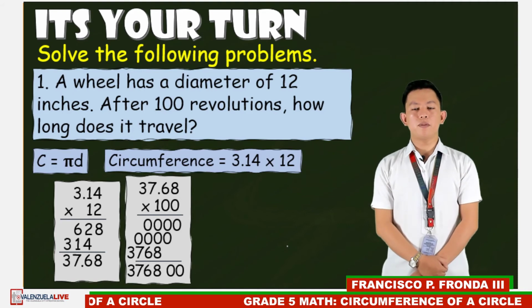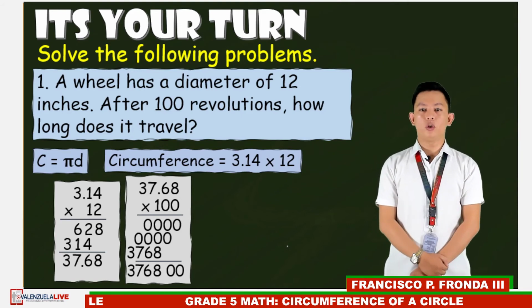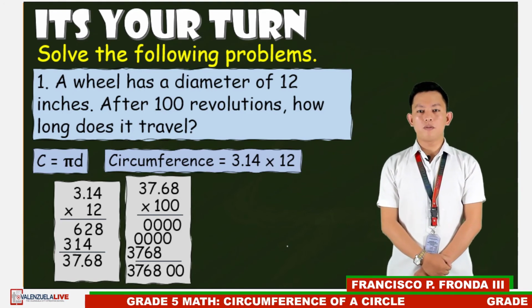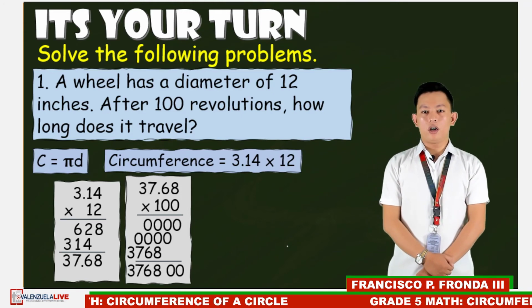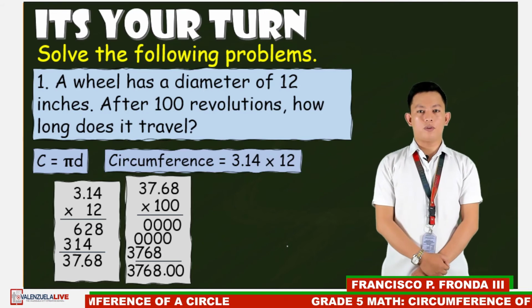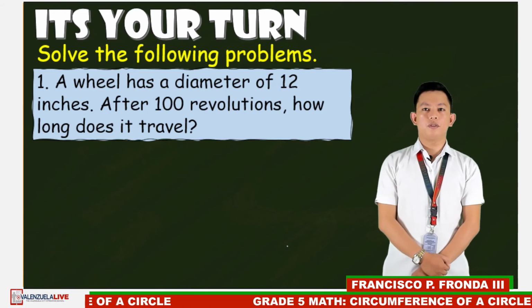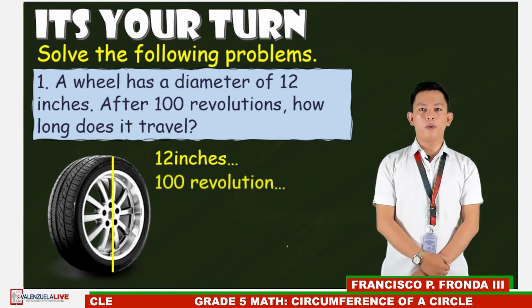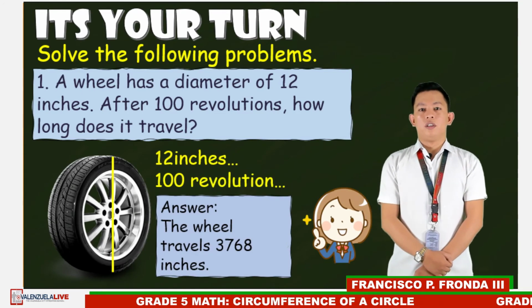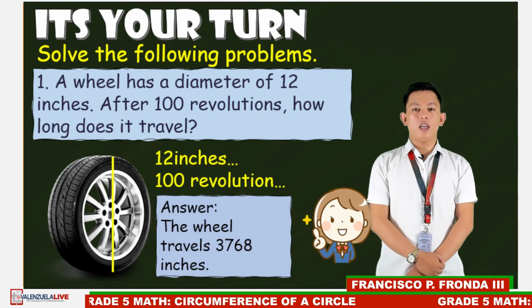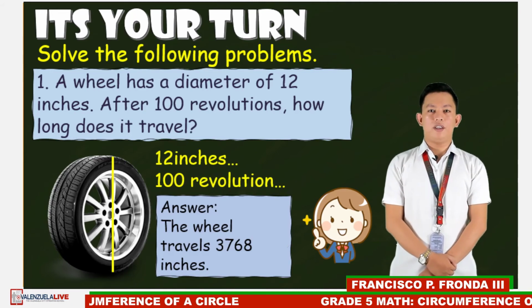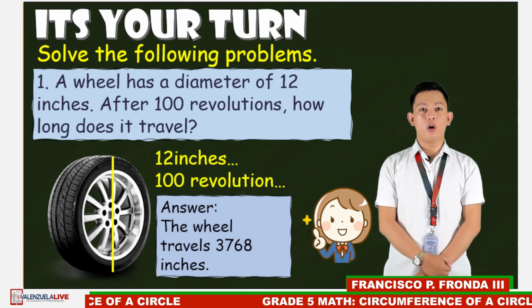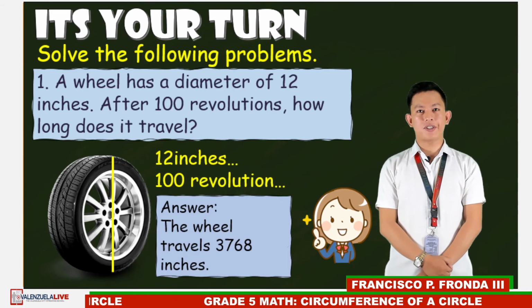Okay, how many decimal places do we have? We have 2. So therefore, the decimal point is placed in the middle of 8 and 0. Therefore, the wheel travels 3,768 inches. I hope you got the correct answer, grade 5 learners.